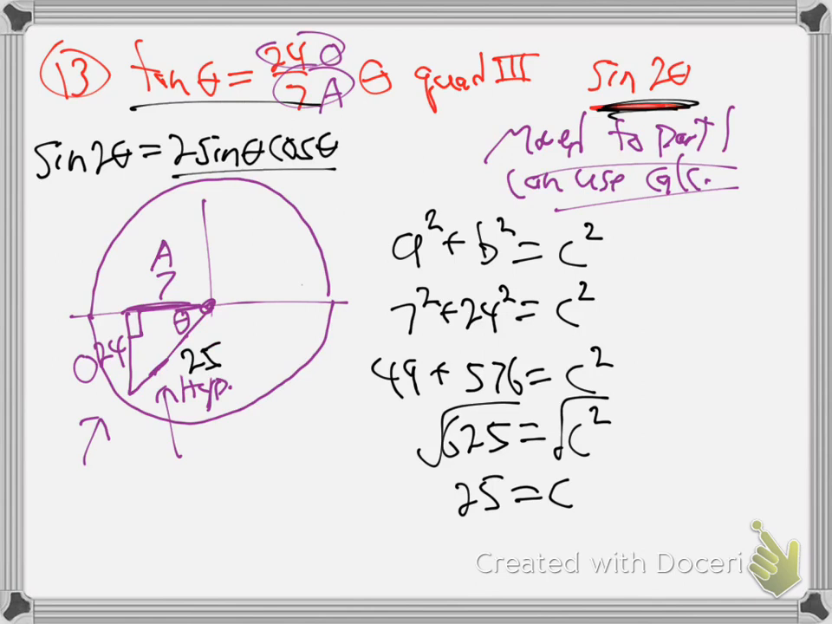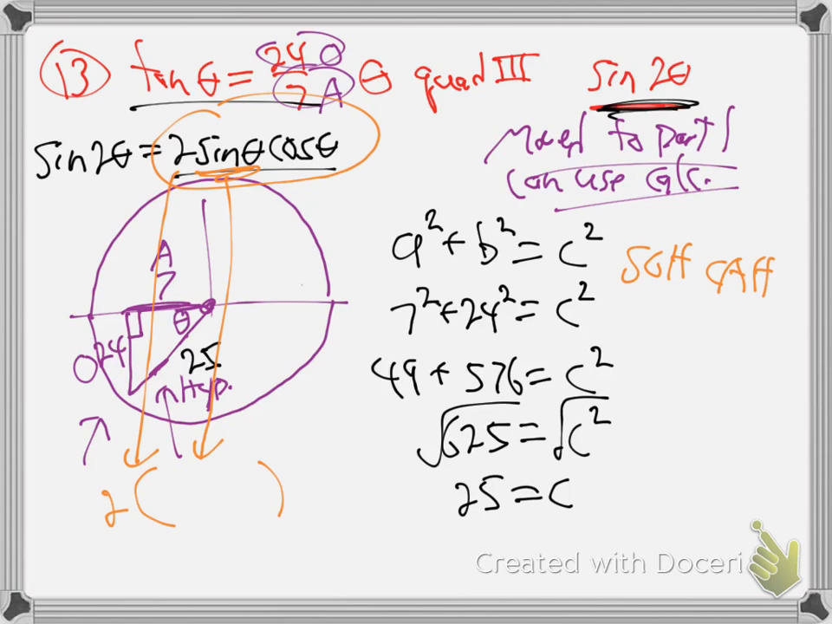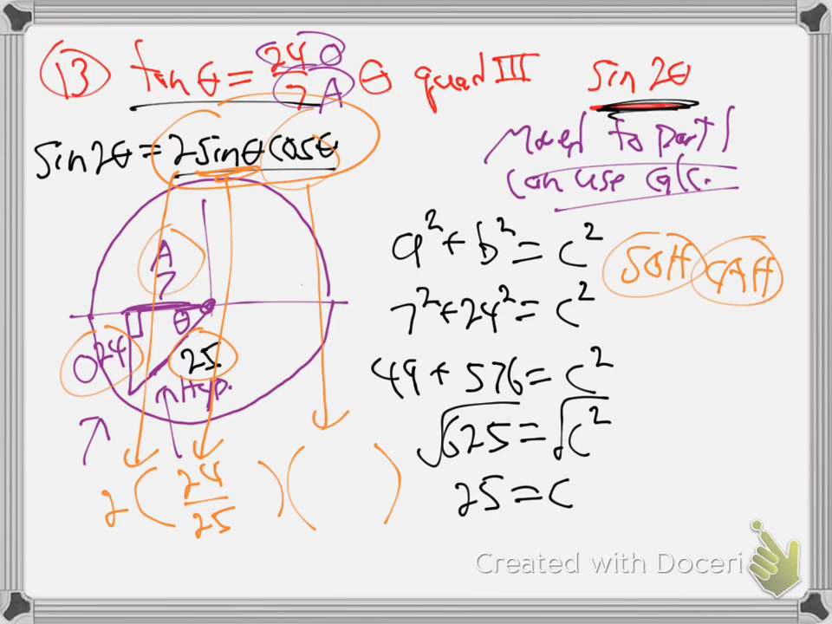Okay, so we have our little triangle. Now we can finish up the problem. So it becomes 2, and then what's the sine of theta? Well, you know sine. SOHCAHTOA. Sine is opposite over hypotenuse. So opposite over hypotenuse, 24 over 25, and cosine of theta, adjacent over hypotenuse, 7 over 25. So there we go. We just do the same thing we did last time, put the 2 over 1, and multiply top, top, top, and bottom, bottom, bottom, right?